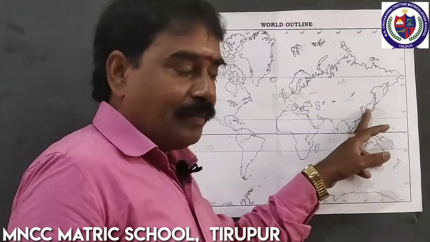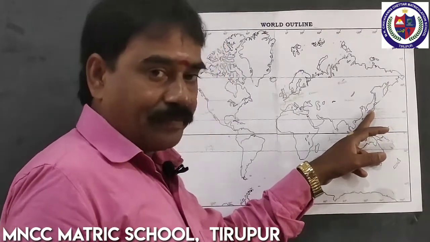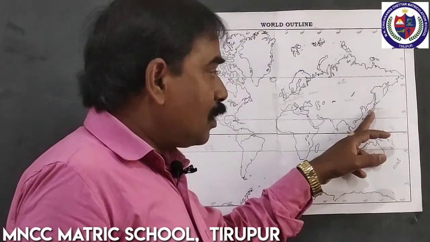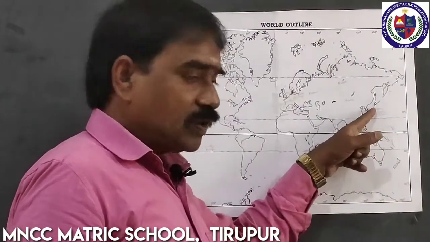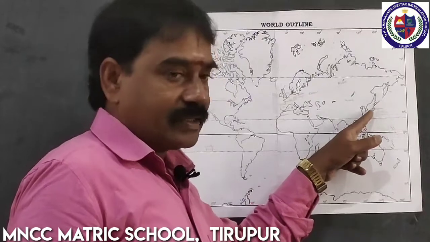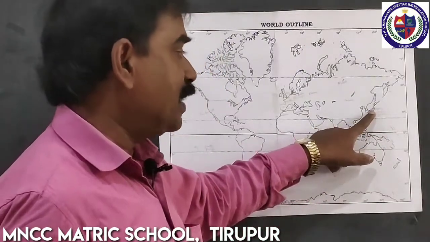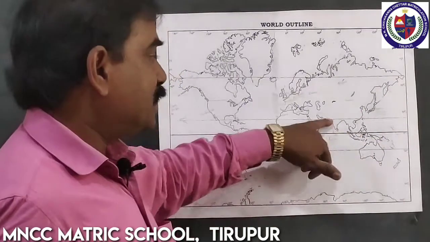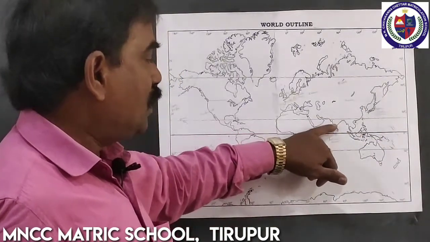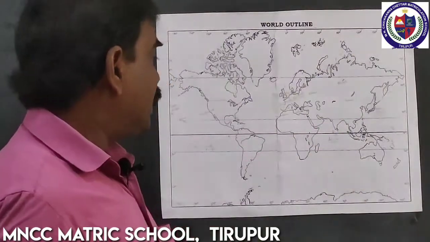where America dropped the atomic bomb on Hiroshima first and Nagasaki second. So these places are very important, will be asked. Next we will move on to here. This is India, you know. Below that Indian Ocean is there, and then we'll come here.